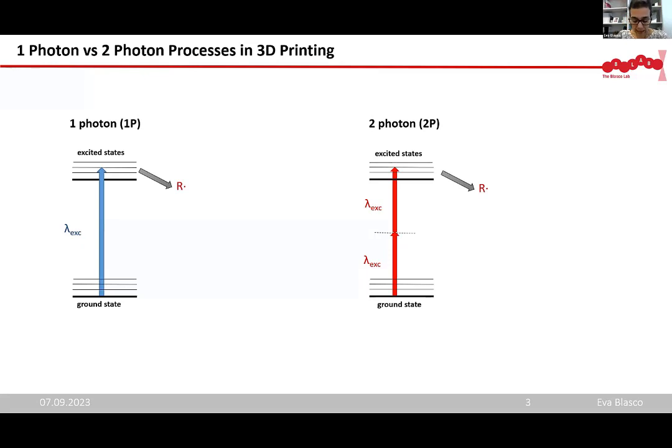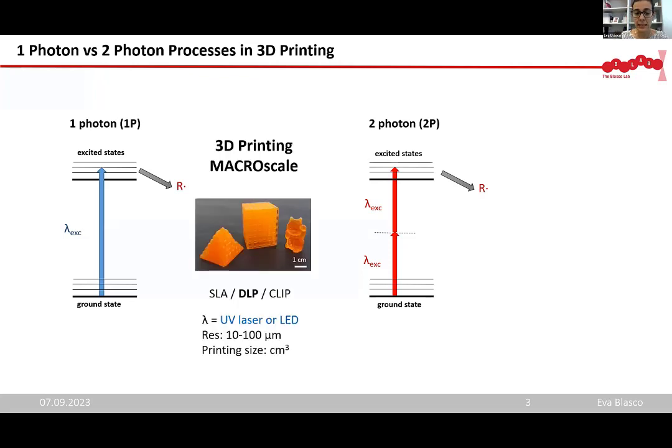So we can excite 1 molecule. In the case of 3D printing with light, usually a radical initiator is excited from the ground state to the excited state to generate radicals and to initiate the polymerization. This process happens in several 3D printing processes, for example in DLP, which we have already heard about before. We have as a light source just a UV laser or an LED. The resolution depends on the printer, but we are in the micrometer region and we can print at the macro scale.